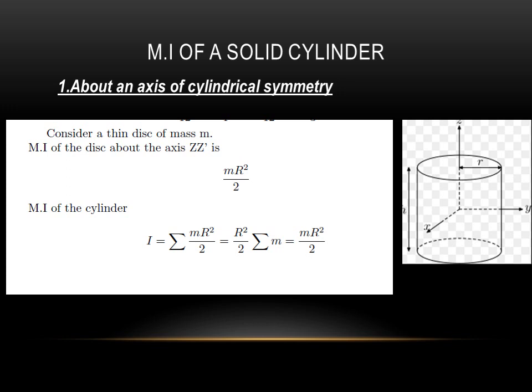So the total cylinder is composed of a large number of circular disks. The total moment of inertia is given by the summation over all those disks. So if you do the summation of mr square by 2, R square by 2 into summation over m, this is actually not small m, this is capital M. So that is given by MR square by 2.